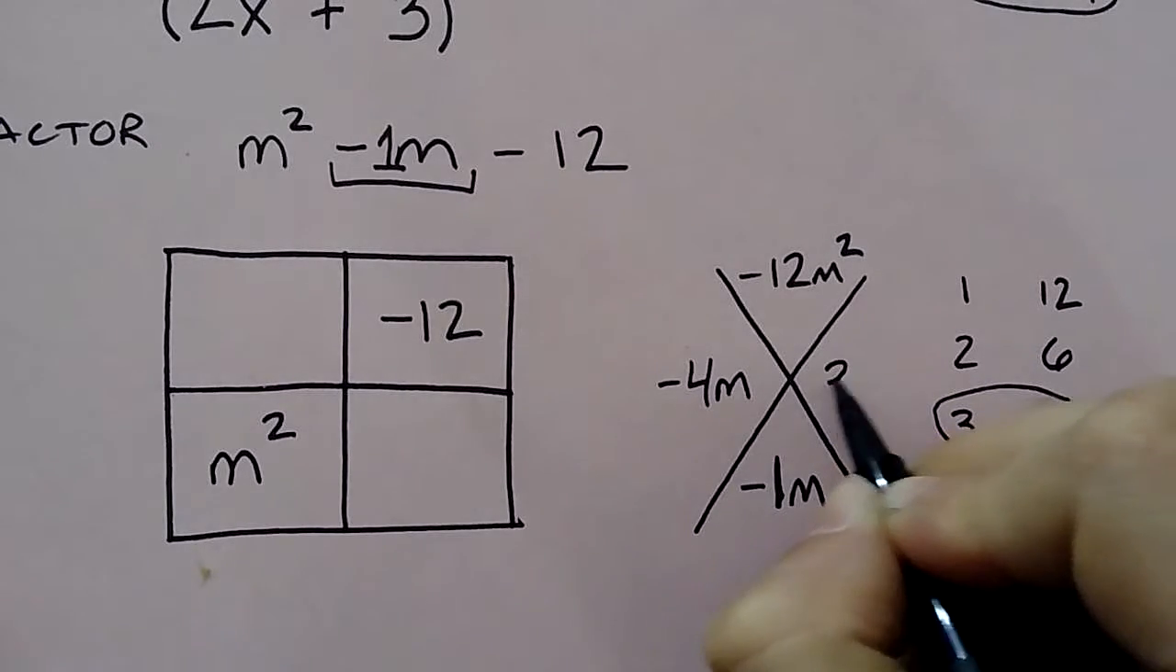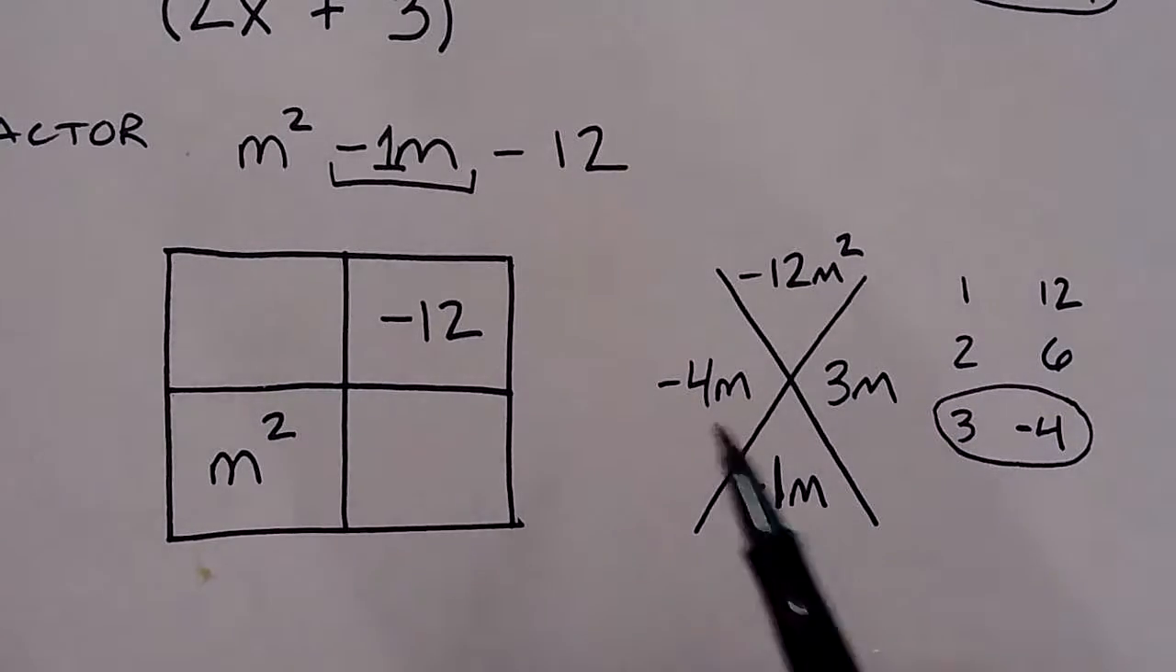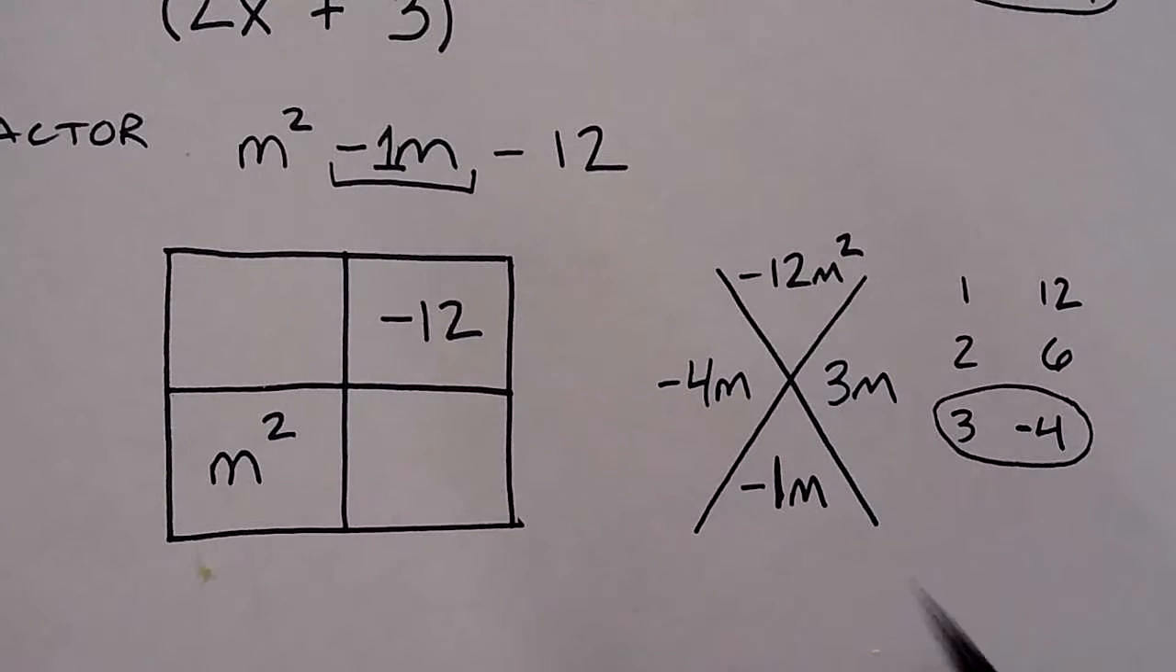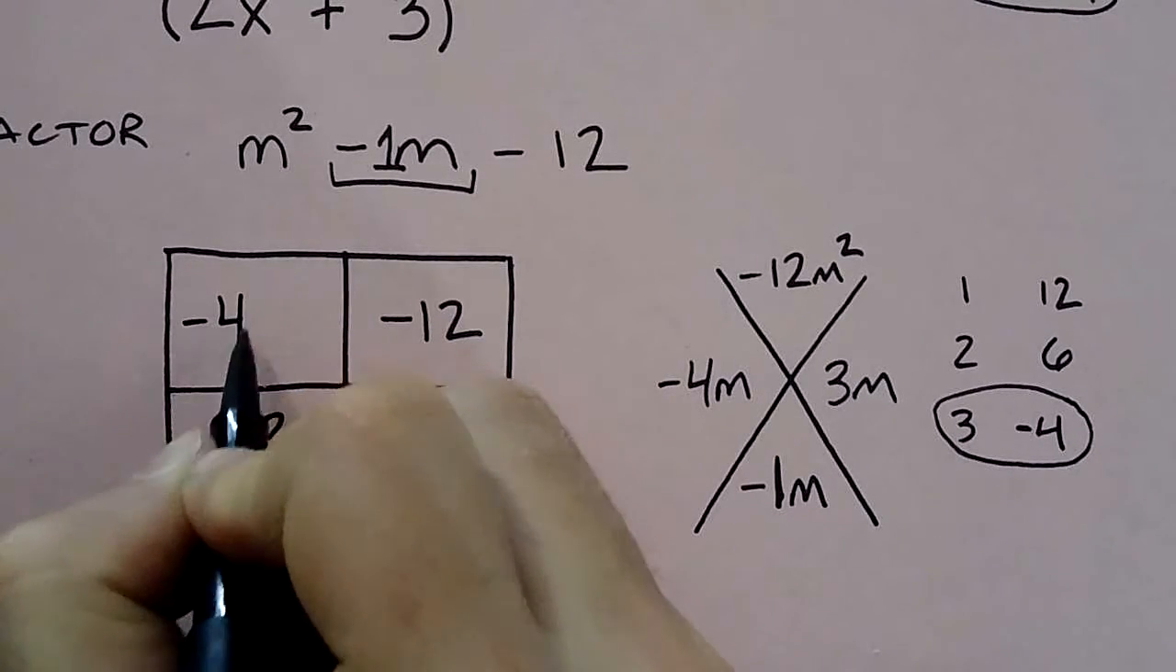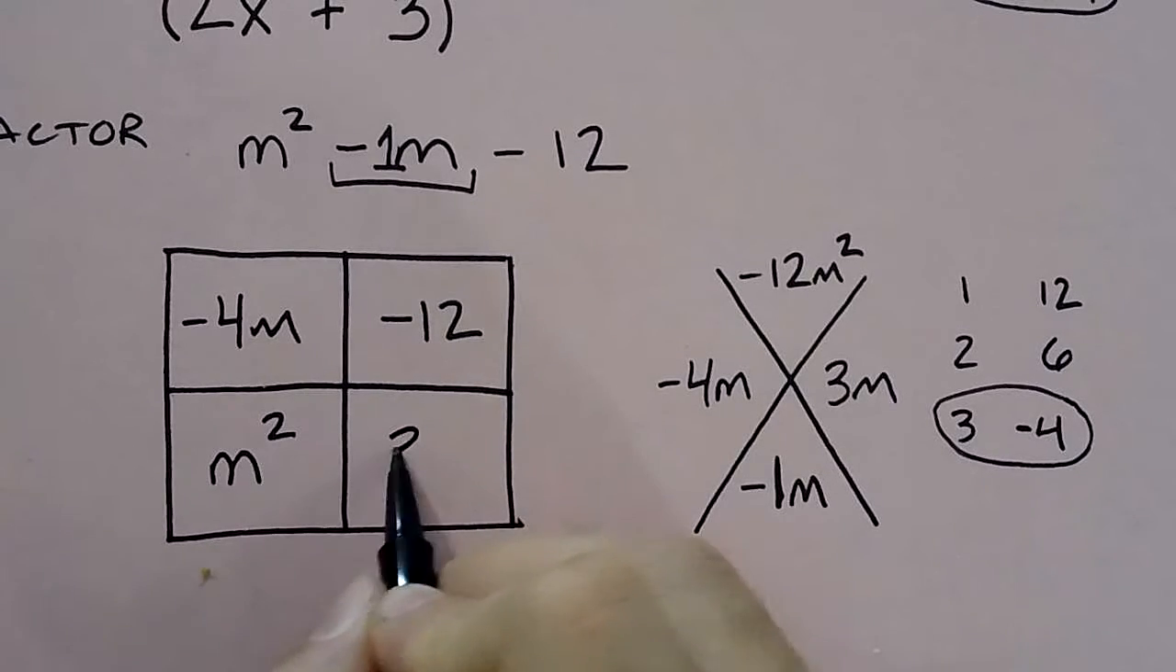Negative 4m and 3m. And just to double check, negative 4 times 3 makes negative 12. Negative 4 plus 3 makes negative 1. So I feel confident in my factors that I've chosen. Negative 4m, 3m.